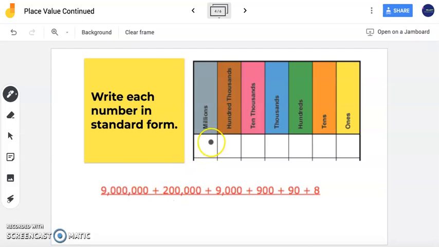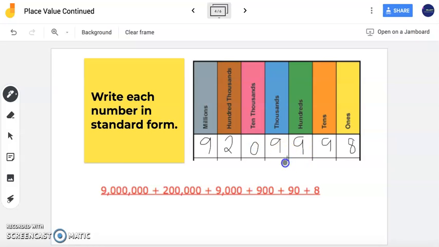Again, we have 9 million, so that digit in my millions place is a 9. 200,000, the digit in my hundred thousands place is a 2. 9,000, the digit in my thousands place is a 9. 900, the digit in my hundreds place is a 9. 90, the digit in my tens place is a 9. And 8, telling me that the digit in my ones place is an 8. 10,000 is the only spot I don't have a digit, so I'm going to put a 0 there.